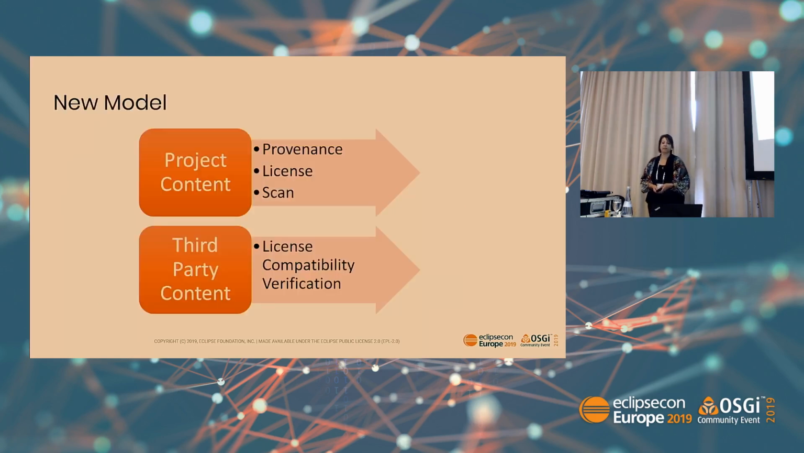So the new model, and those who are familiar will know that this is supposed to work if I press it, but I don't see it. Here we go. Project content, so the regular provenance, license compatibility, scanning for anomalies will continue. This is the high bar. We will continue to maintain this. Third-party content that's not being modified, we're going to do a license compatibility verification on it.